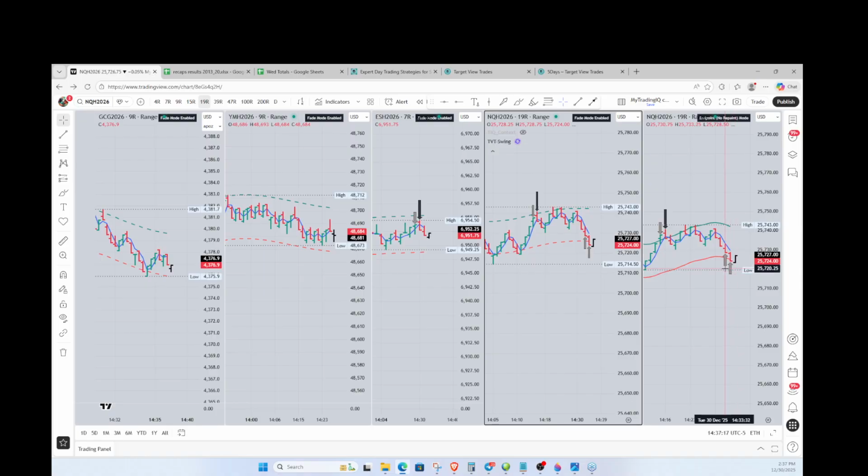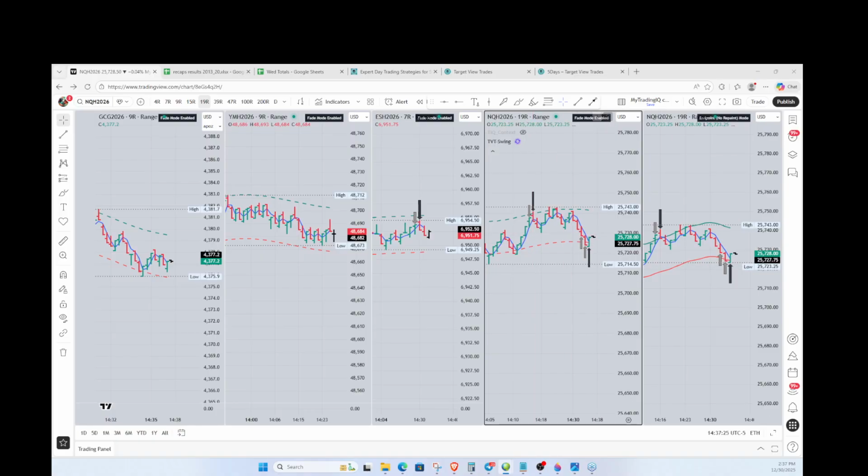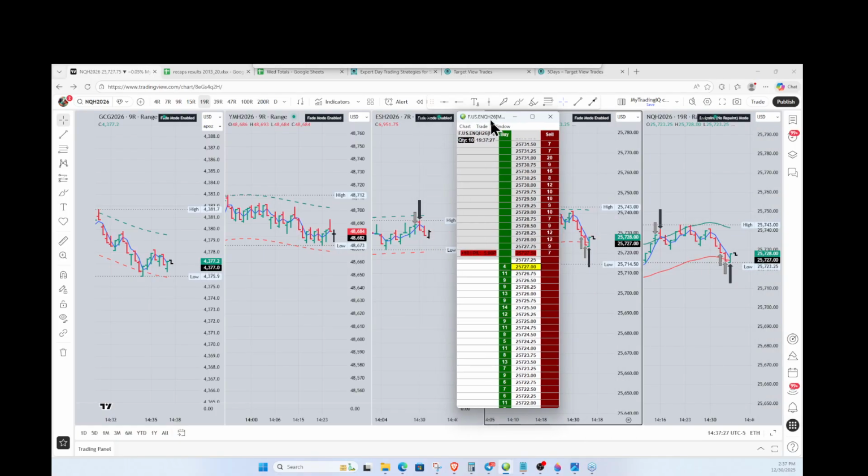Okay, it did close down. I'll look for the up close right here on the NQ. We're going to go long on an up close. Up close. I'll show you that in just a sec, Chris. There it is right there. There's our up close. So here is our first trade of this session.